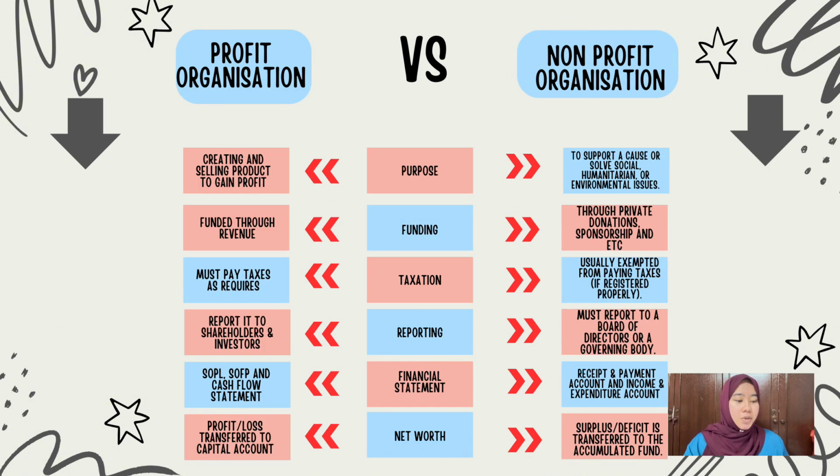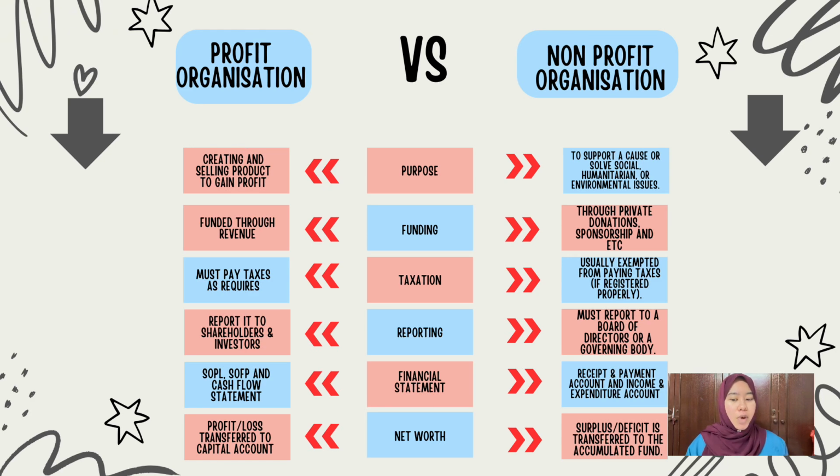So the last one, as we can see here, is the differences between a profit organization and a non-profit organization. We have 2, 4, 6, so we have 6 types of differences. So what is the purpose of both? For a profit organization, we create and sell products to gain profit, while the non-profit organization aims to support a social, humanitarian, or environmental cause.